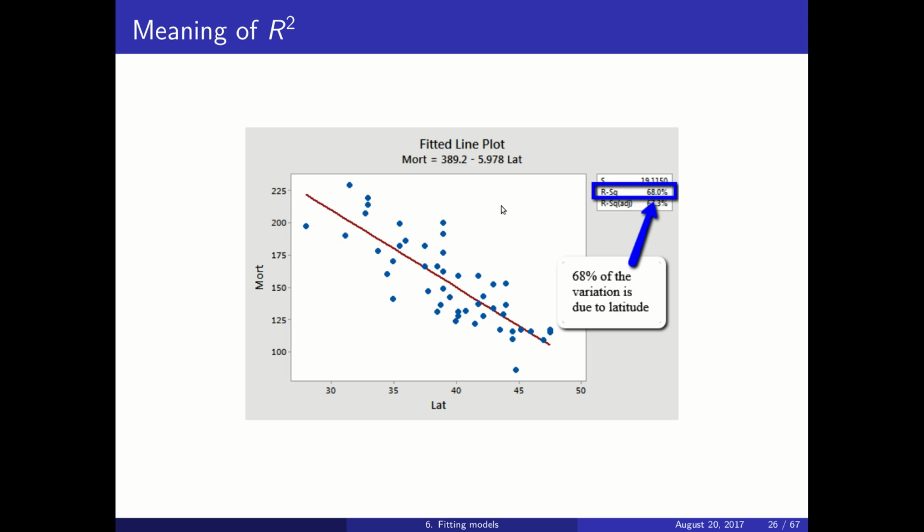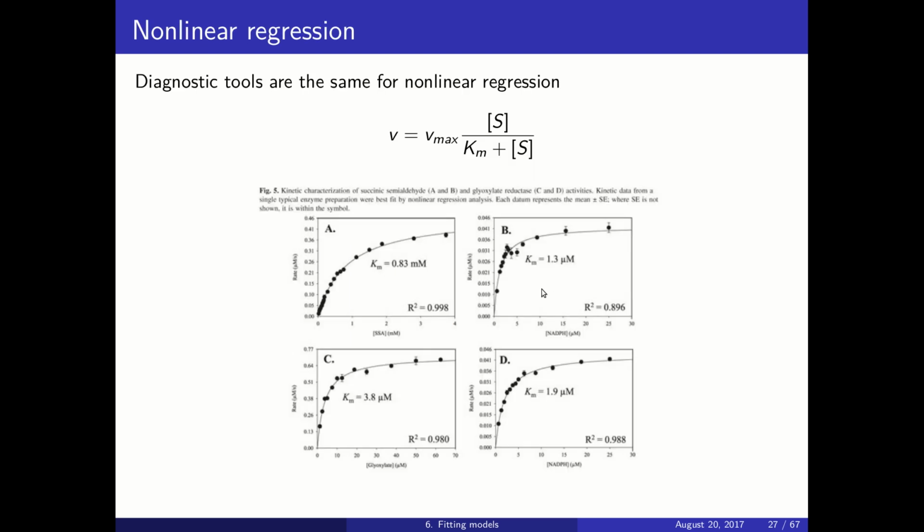Okay, so the meaning of this r squared is the proportion of variation that is due to the explanatory variable. So here in this example, let's say this is mortality versus latitude, and then this is our line that fits the data, and the r squared is 68% or 0.68. So that means that 68% of the variation of the data is due to the latitude.